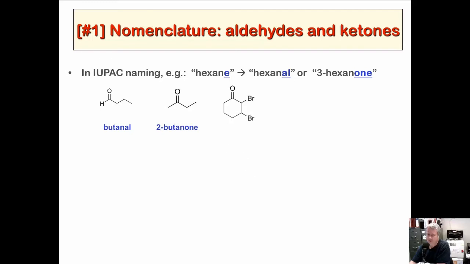What about cyclohexanone, which is a 6-member ring with a ketone? The numbering would begin where the ketone is, so it goes 1, 2, 3. So it's 2,3-dibromo cyclohexanone. What about this? Probably find the longest chain where the ketone is 1, 2, 3, 4, 5. So it's something 2-pentanone, and where are the methyls? On carbon 1, 2, 3. It's 3,3-dimethyl, 2-pentanone. So always build a name from right to left, essentially.